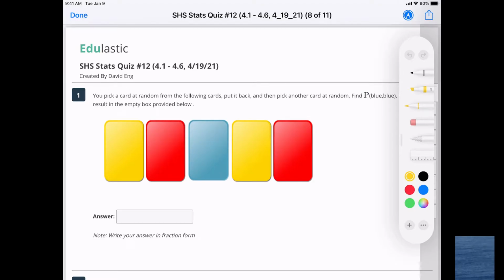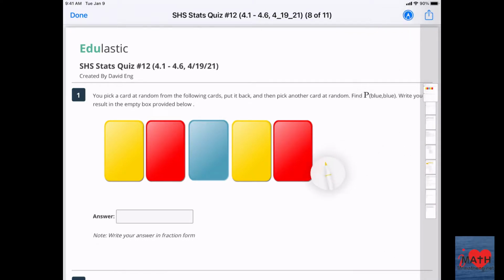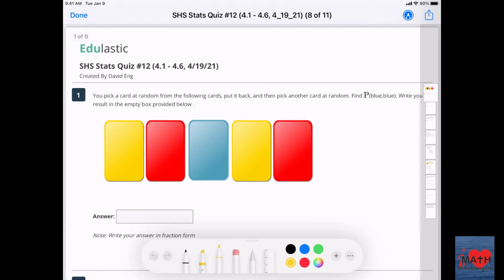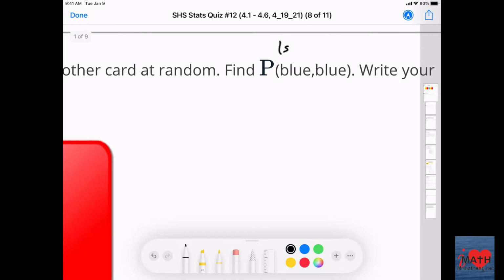Stats lovers, let's go over quiz number 12, 4-1 to 4-6, taken on April 19th, 2021. You pick a card at random from the following cards. Put it back, and then pick another card at random. So, how many cards are you picking? We're picking two cards. And it tells you this is the first card, and this is the second card.